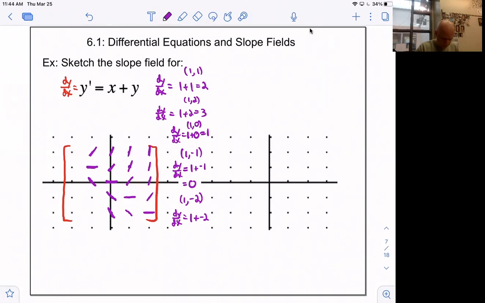I'm going to go down now. (-1, -1) would be negative 2. (-1, -2) would be even steeper downward. Then back here, (-2, 0) would be a slope of negative 2. (-2, -1) would be negative 3, and then negative 4 down there. (-2, 1) would be a slope of negative 1, and (-2, 2) would be a slope of 0. So this would be our little slope field in this space right there.